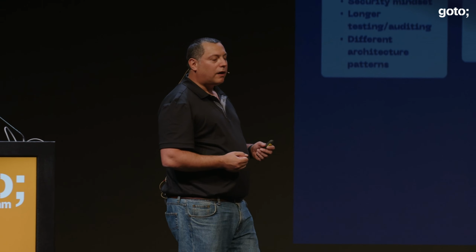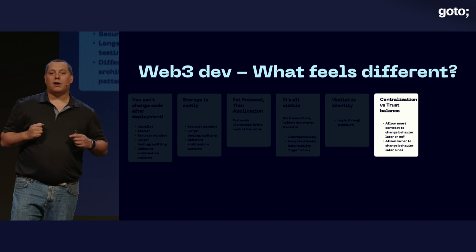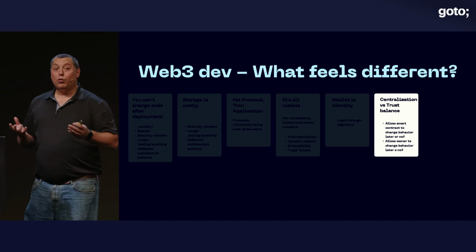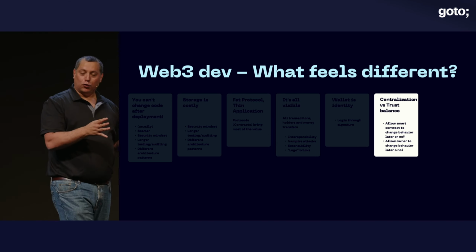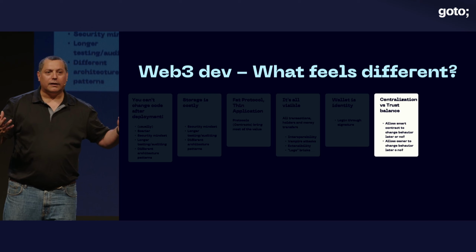Centralization versus trust. If I can technically create patterns in my smart contract that allow me to replace the logic, when would I do that? If I'm afraid that I'm going to make a huge mistake, or if there's a lot on the line.